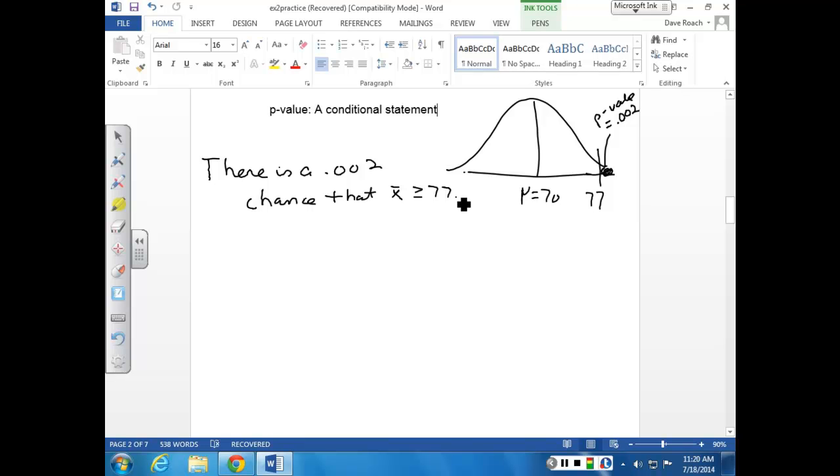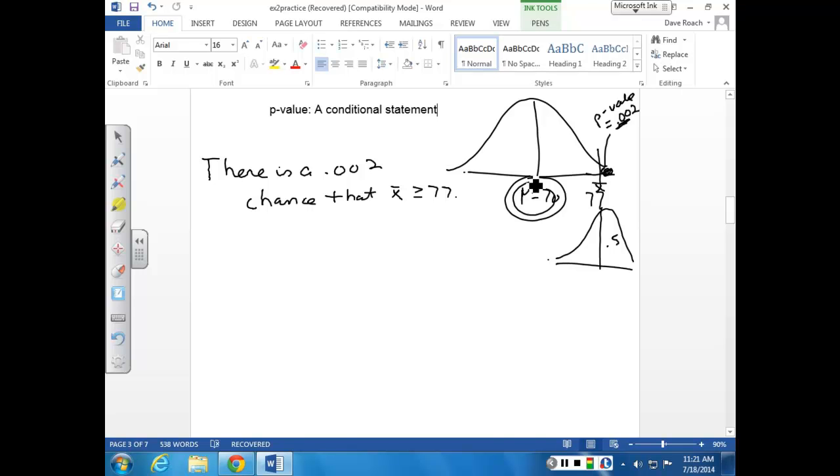That is a false statement. Because it's true if the population mean is 70. But if the population mean were 77, for example, then there's a 50% chance you'd be better than over 77. We don't know what the mean is, so if we're saying, here's our x bar, that 0.002 is conditional on having a population mean that's equal to 70.